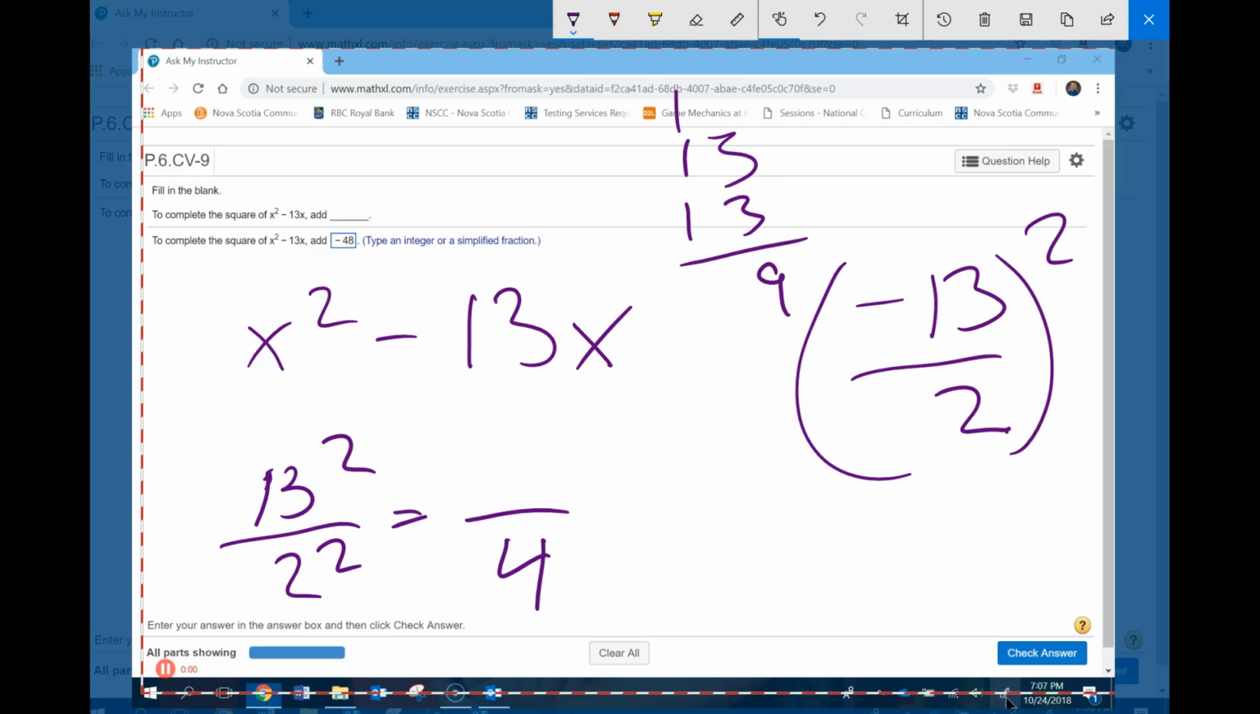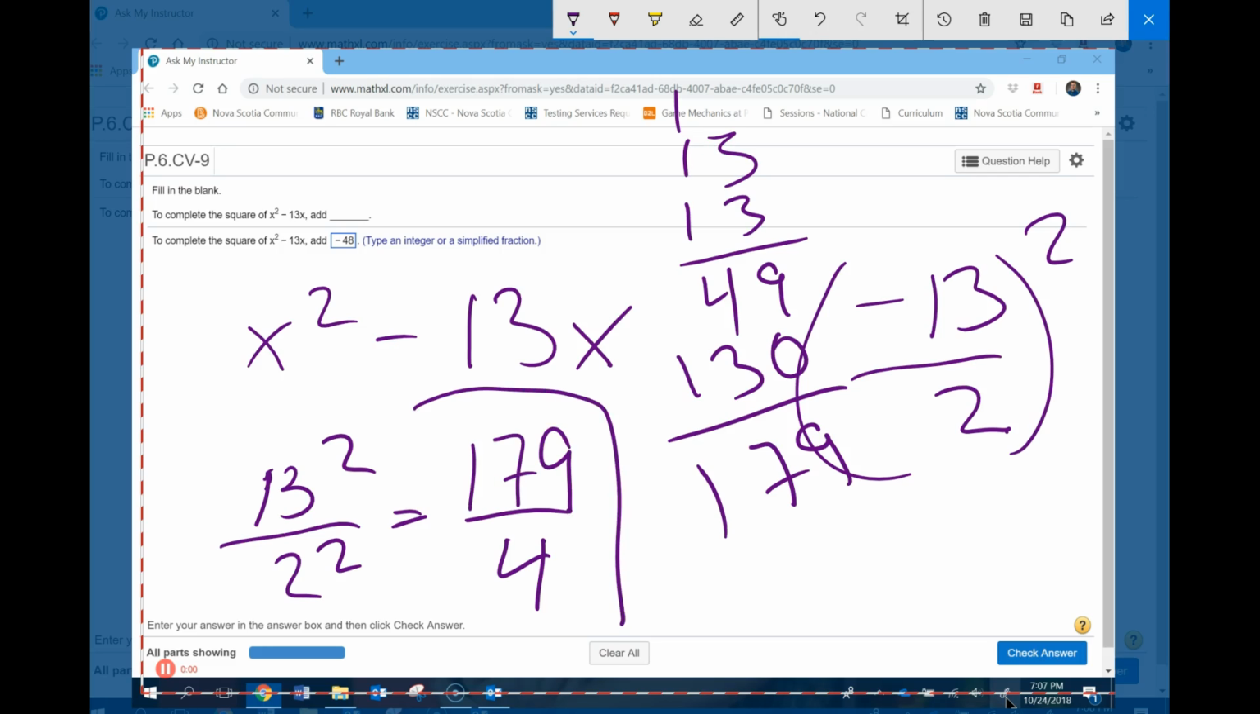3 times 3 is 9. 4, carry it over. We got 13. Add her up. So we got 169 over 4. So that's going to be our answer. That's going to be what we add to this to make a perfect square trinomial.